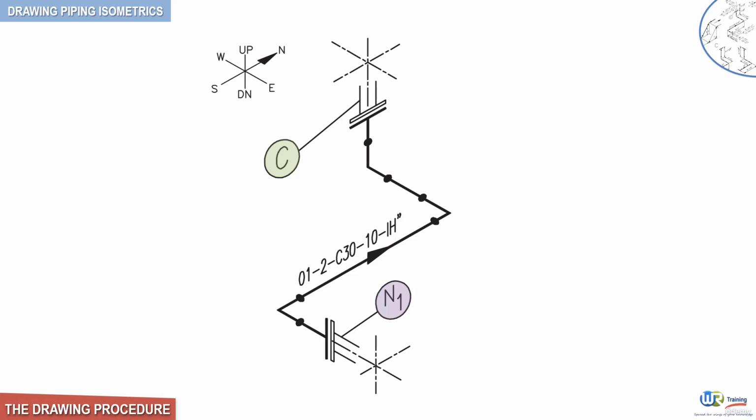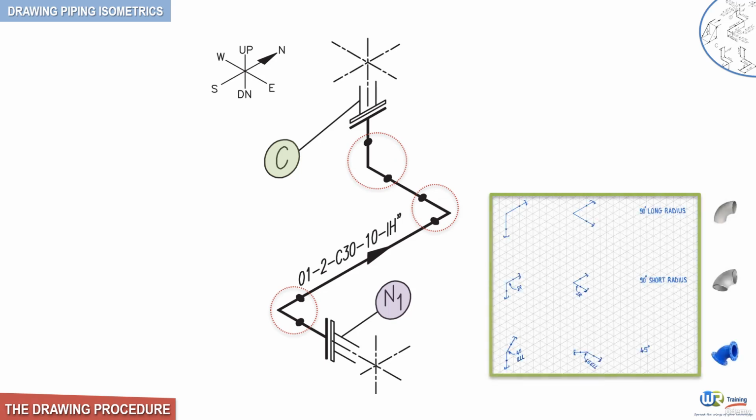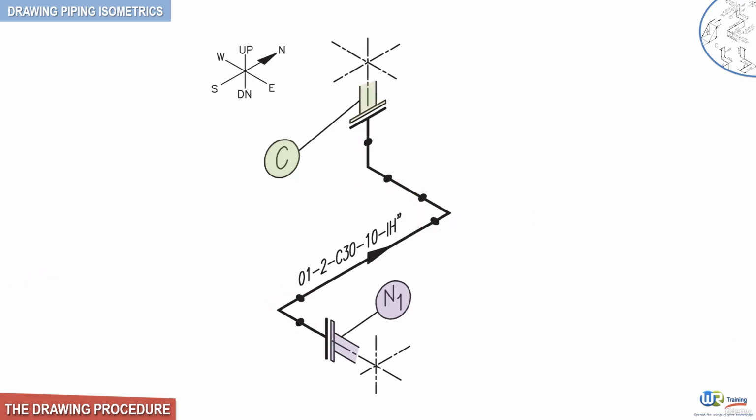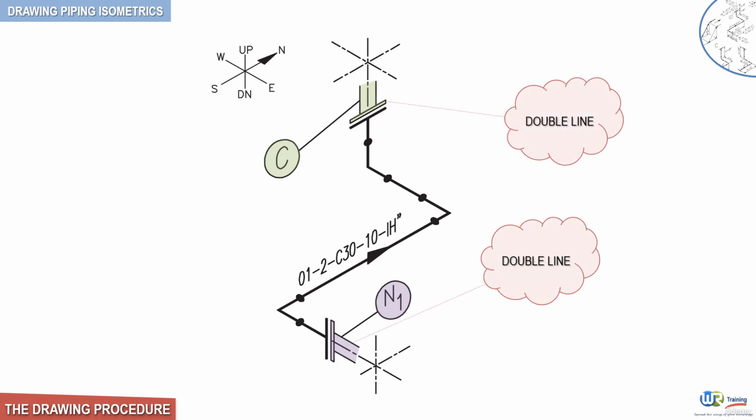Now, isometric drawing symbols for 90-degree and 45-degree elbows are typically shown with square corners, as opposed to the round corners found on arrangement drawings. However, it is not unusual for some companies to draw elbow symbols with round corners. Note also that the equipment nozzles, as highlighted here, are drawn double line on ISOs. This is done to distinguish them from flanges and valves.